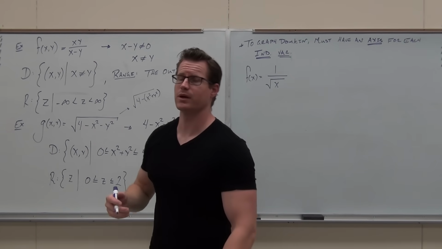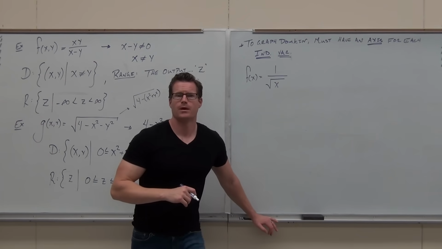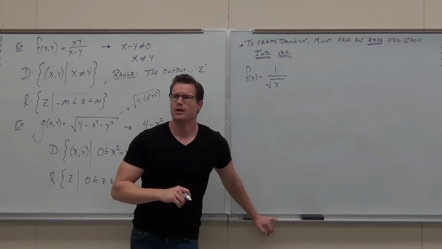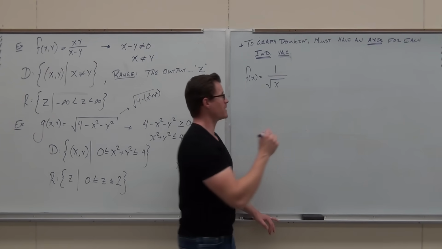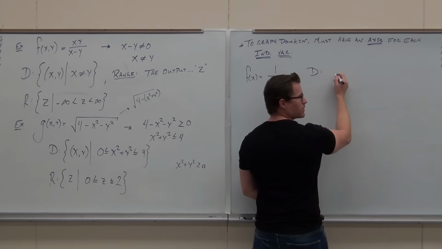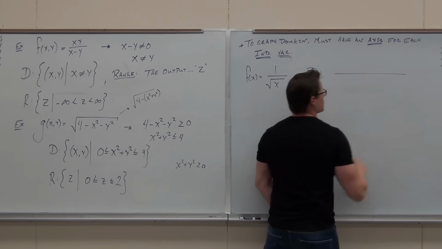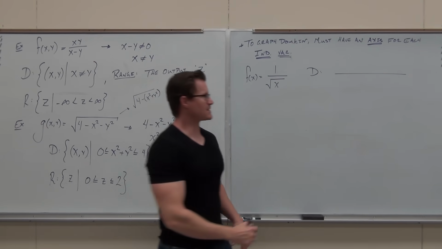Okay, everybody quickly. How many independent variables do we have? What is that independent variable? You need one axis. You need the x-axis. That's enough to graph the domain. So for our domain, you go, okay, what do you mean? How can I graph that? Look, here's the x-axis.